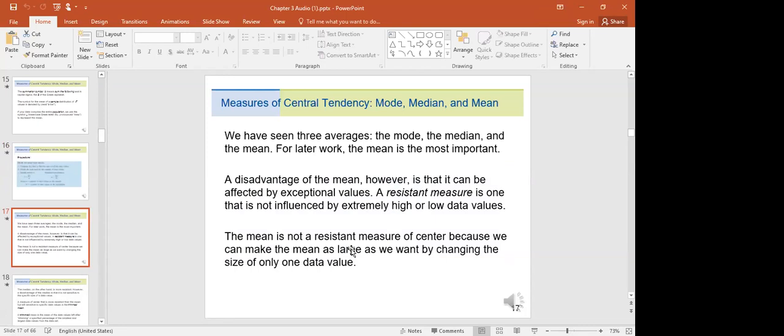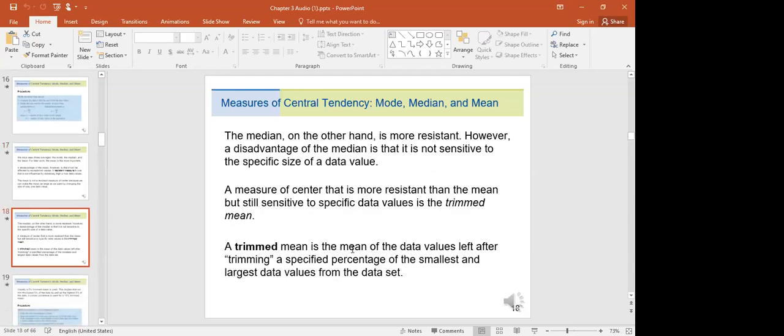So we have seen so far 3 averages: the mode, the median, and the mean. The disadvantage of the mean is that it can be affected by exceptional values. Those are values that are extremely large or extremely small. So the mean is not a resistant measure of the center. Unlike the median, for example, however you add values to the left and right of the data set, the median will remain the same. So the median is resistant to extreme values.